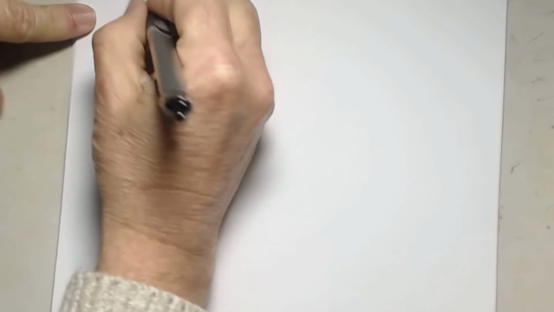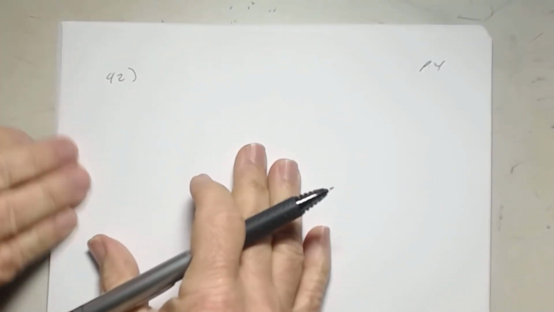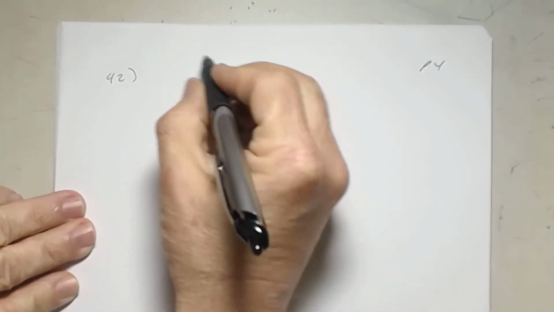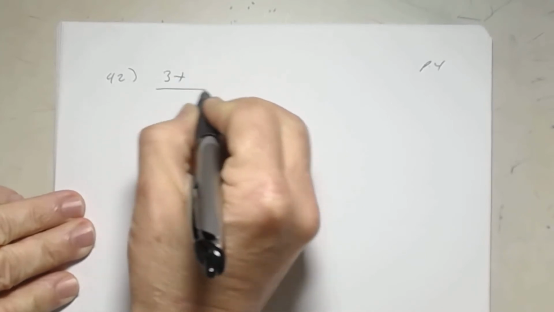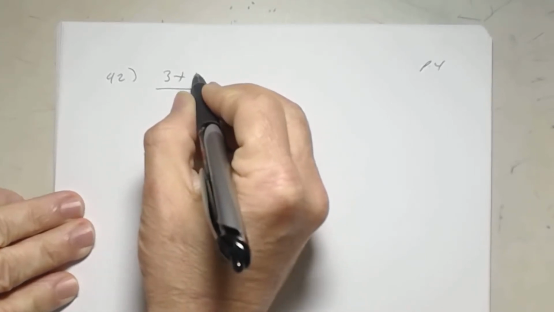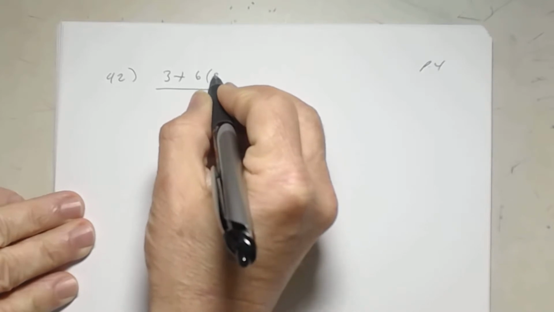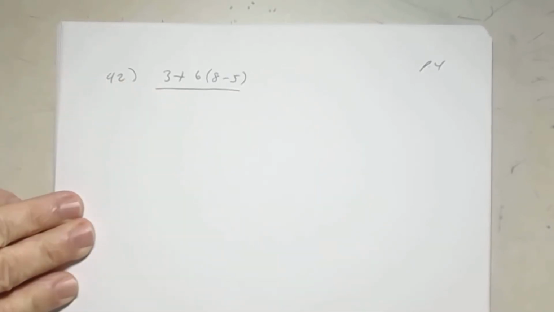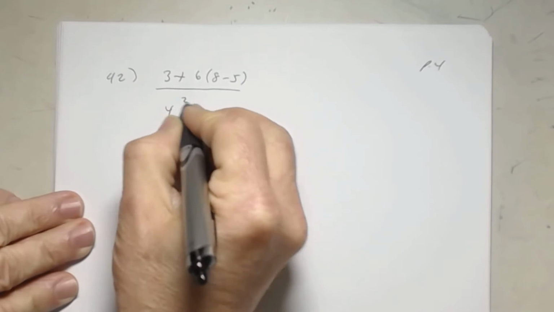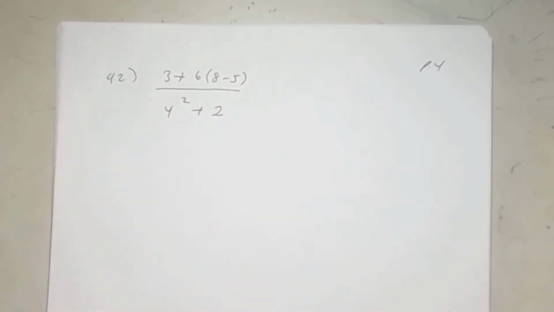All right, number 42. So 42 looks like this. It's a division again. The numerator is this expression, and the denominator is this expression. That's a 4, 4 squared, 4 to the second power. I would work with the numerator first, then work with the denominator next.